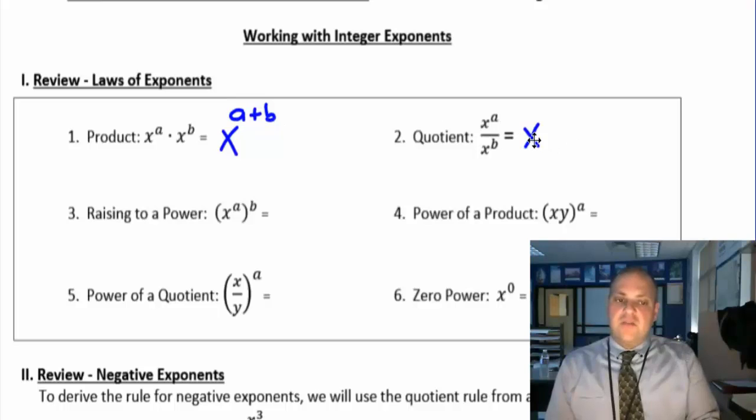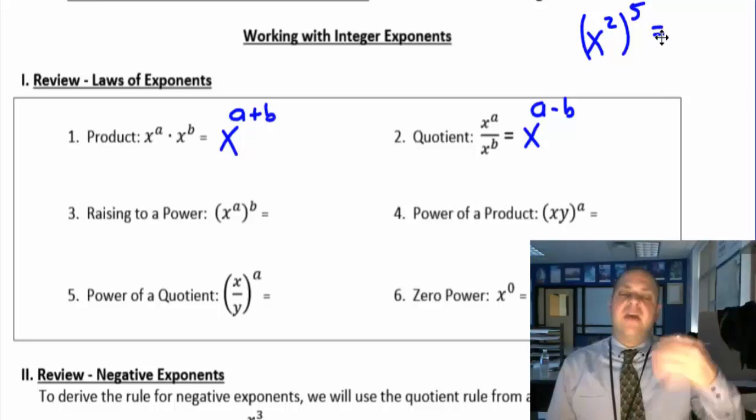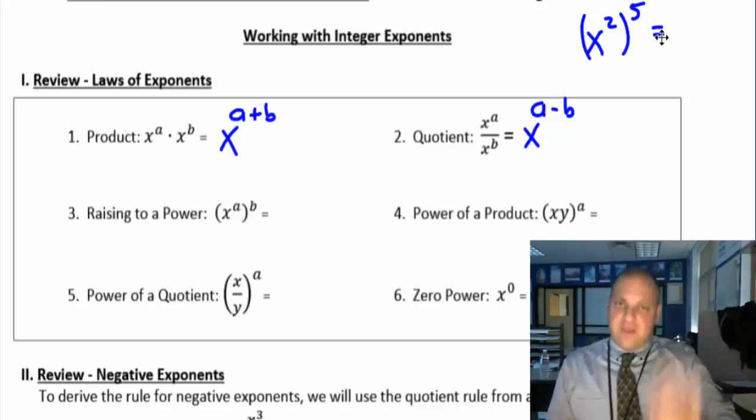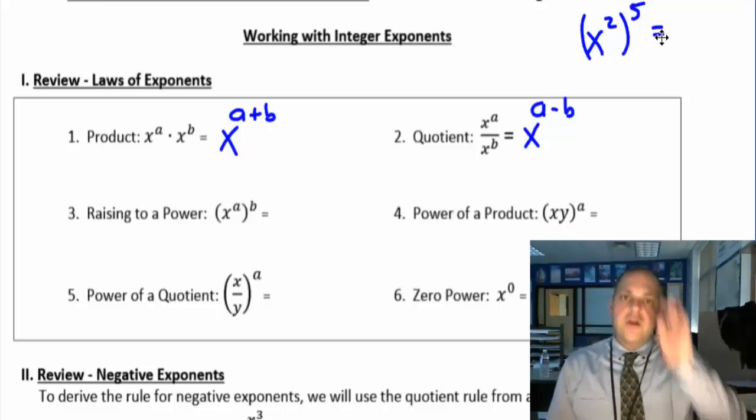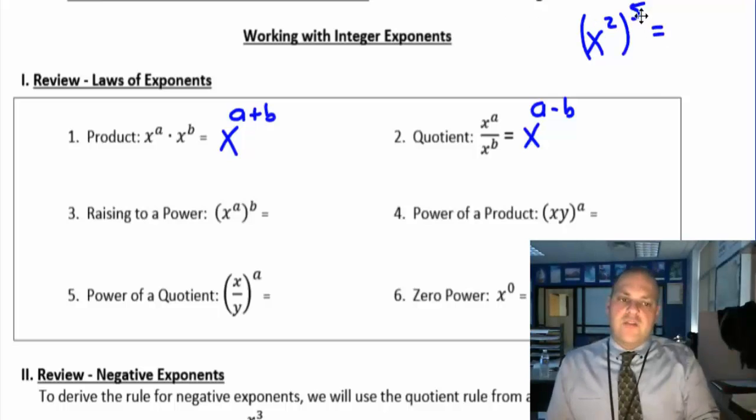Division, this would be x to the a minus b. Raising a power to a power. If I have x squared and I raise it to the fifth, that's x squared times x squared times x squared times x squared times x squared. 2, 2, 2, 2, 2. There are 10 of them total. The shortcut is you just multiply those exponents. So when you're raising a power to a power, you multiply: x to the a times b.